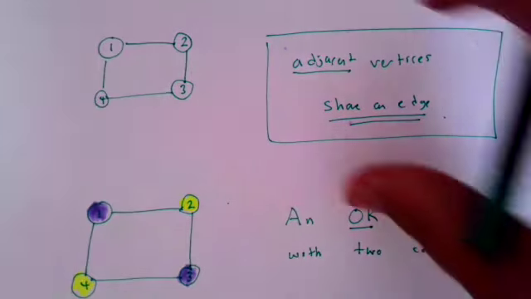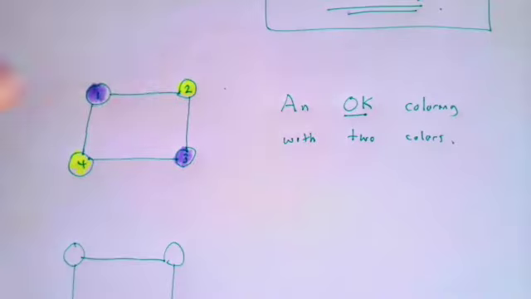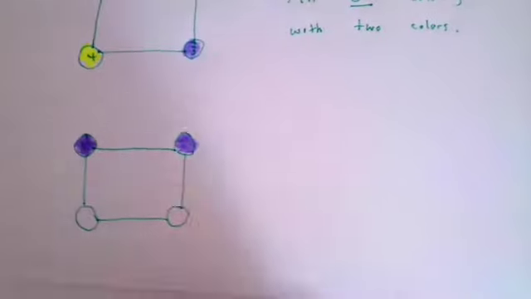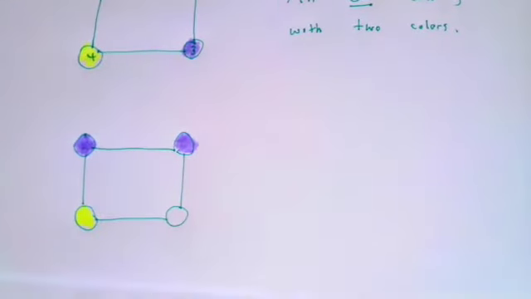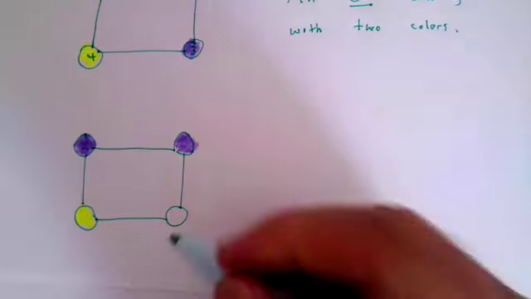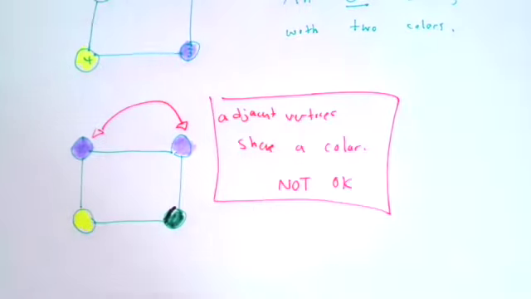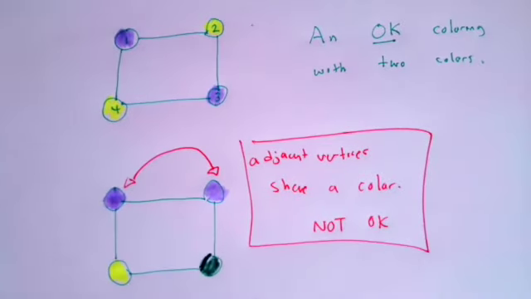Now, this coloring would not be okay. I'm not allowed to have this, because the vertices 1 and 3 are adjacent and they're not allowed to share a color. But colors are allowed to repeat. They just can't repeat on consecutive or adjacent vertices.